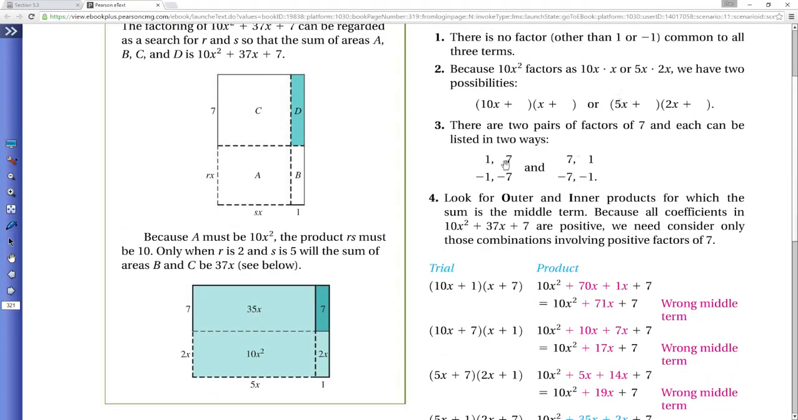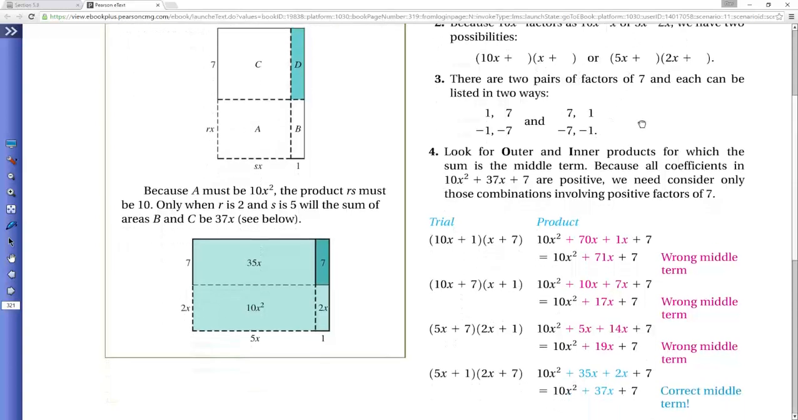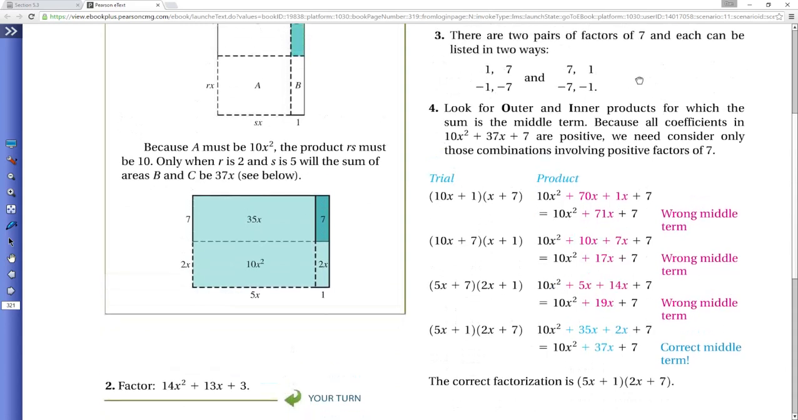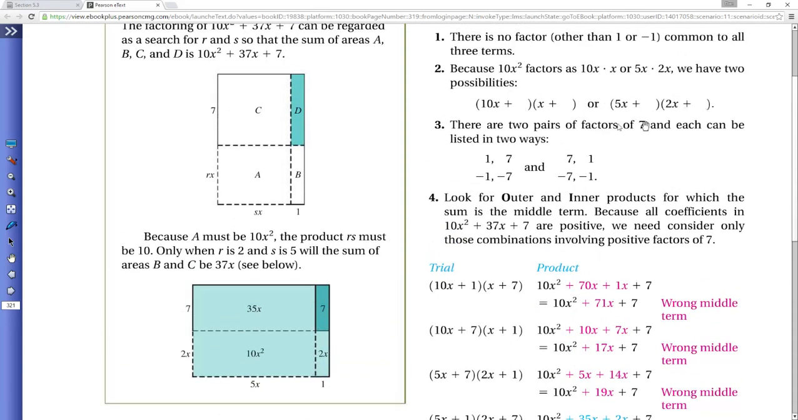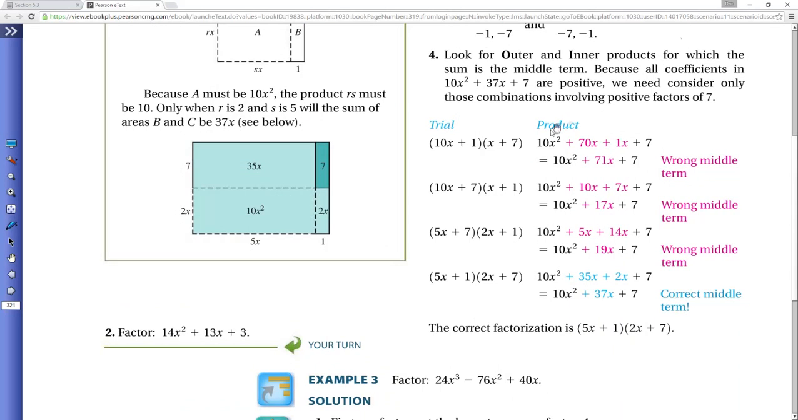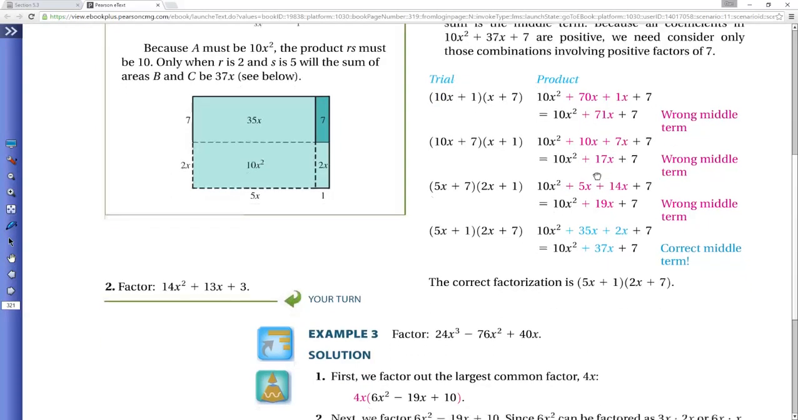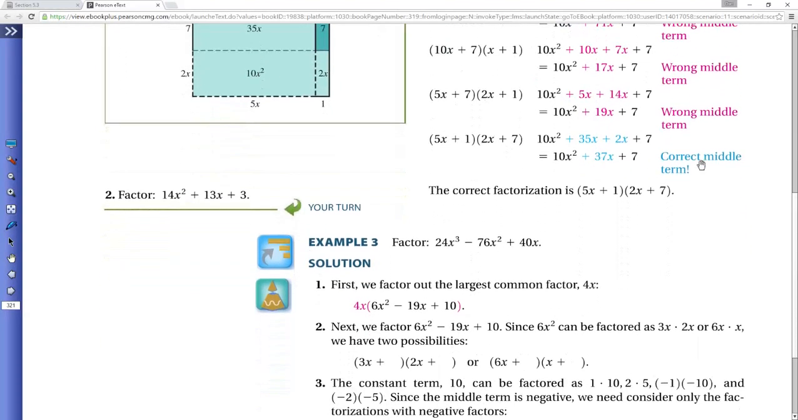Next we look at the last term, which is positive 7. Well, it could be 1 times 7 or negative 1 times negative 7. Now order matters, right? So you actually have these other 2 possibilities because of how we put it into this form. Now we end up with a lot. If you listed all these out, there's 4 of these and 4 of these possible. So you have 8 possibilities to write out, and then you put them in, figure out what your middle term will end up to be, and when you match this 37x, hey, you got it. Okay.